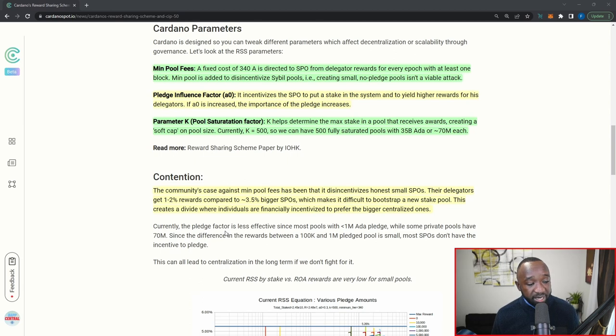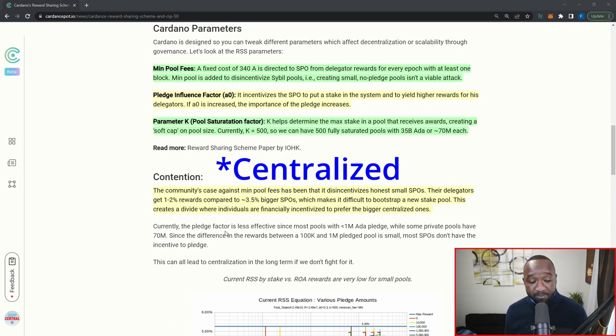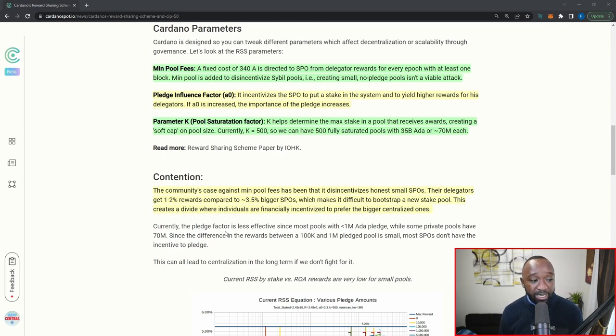Now, this creates a divide where individuals are financially incentivized to prefer bigger and centralized pools. And that makes complete sense to me. So as a newcomer into the space, you only get to mint a low amount of blocks early on. And if half of that reward goes to the stake pool operator and the other half goes to the delegators, well, there's no incentive for the delegators to stay with that small stake pool if they can just as easily go and stake to a bigger stake pool and get an additional 1-2% in terms of their delegation rewards. And so not only does this work for the bigger existing pools, it also just keeps things that way. And again, it makes it very hard for new entries to come into the space.